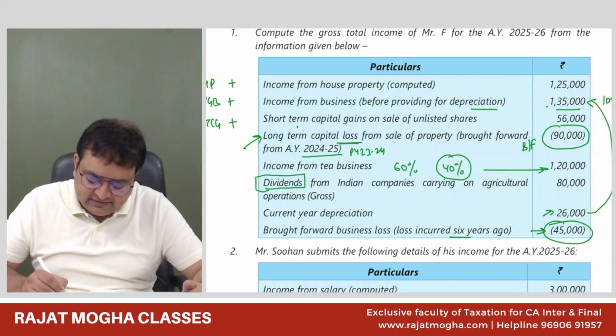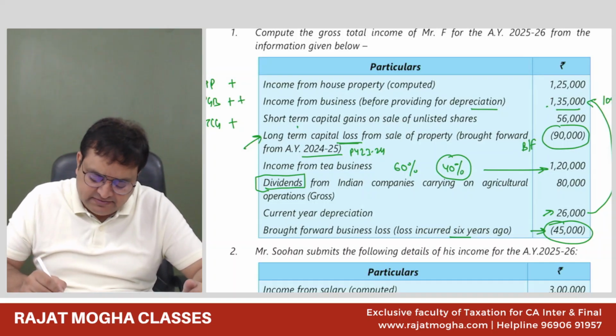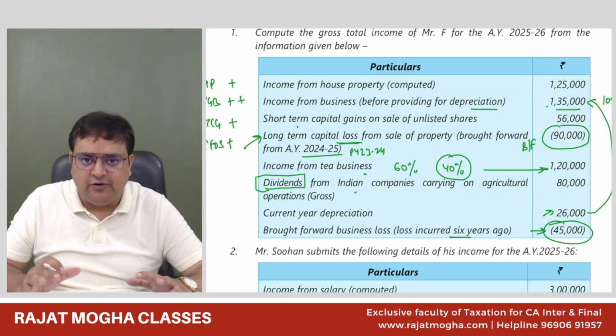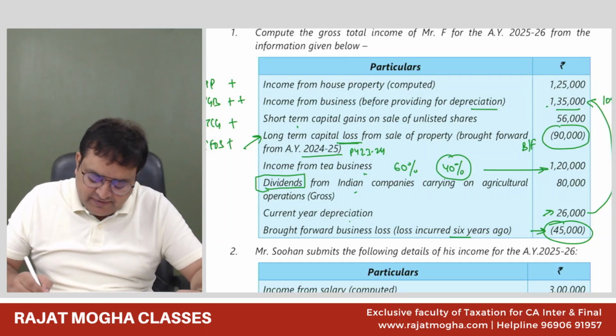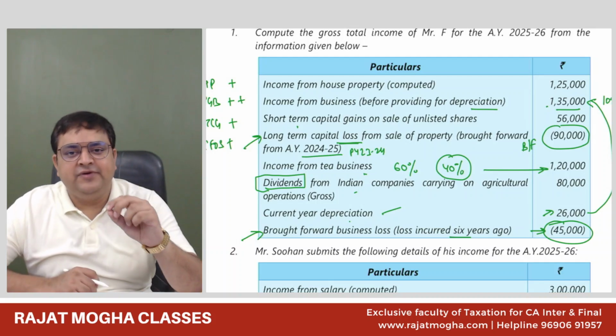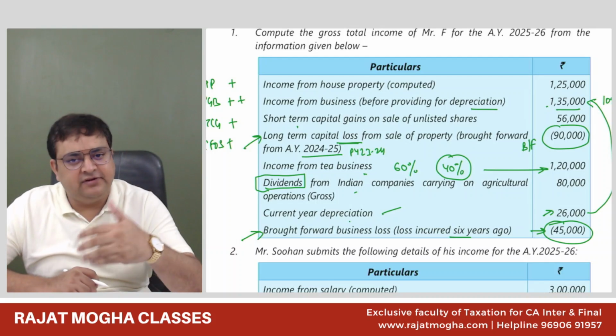Income from tea business, then again we have a PGBP, one more income. Dividend income, we have IFOS income. As of now, we are not getting losses. Current year depreciation we have taken care of. Now the only thing which is left is the losses. So in this year, we have current year expense of depreciation. We will take care of it.